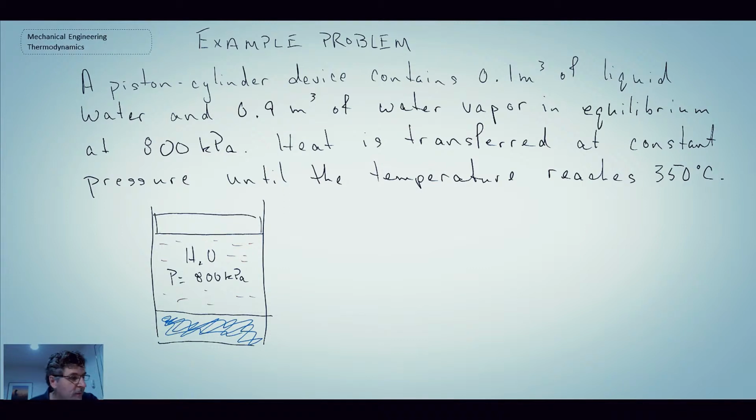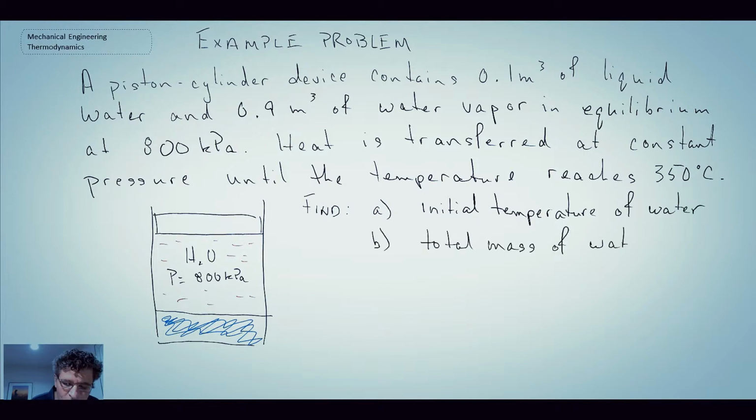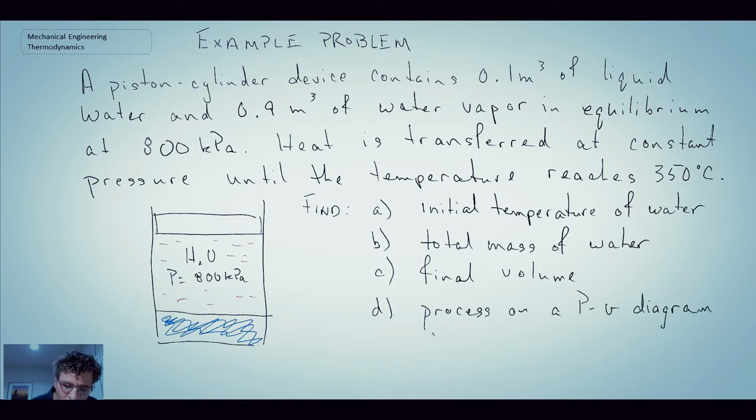So that describes the problem, and what it wants us to do is find a number of things. It wants us to find the initial temperature of the water, determine the total mass of the water, calculate the final volume, and show the process on a PV diagram with respect to the saturation lines. So, writing those out, find... Okay, so that's the problem that we are going to solve.